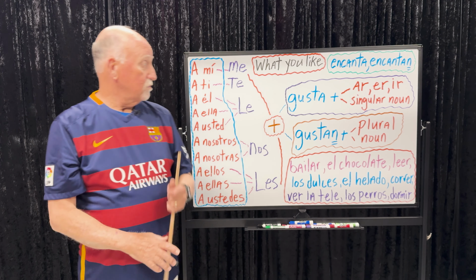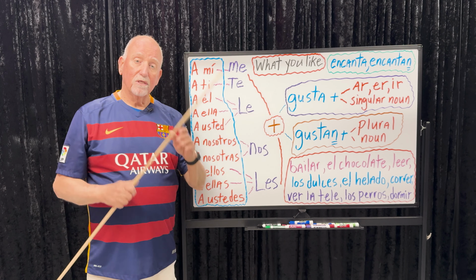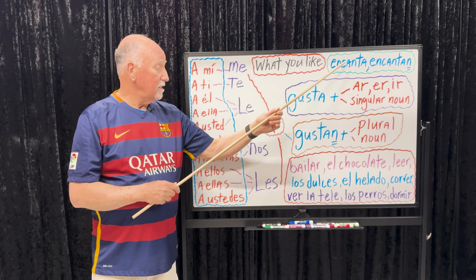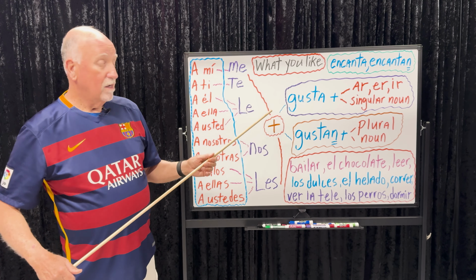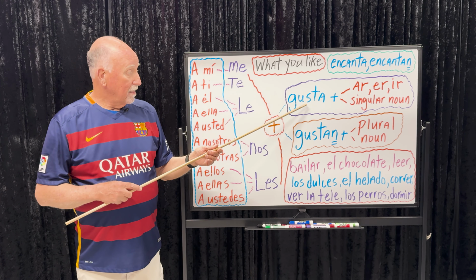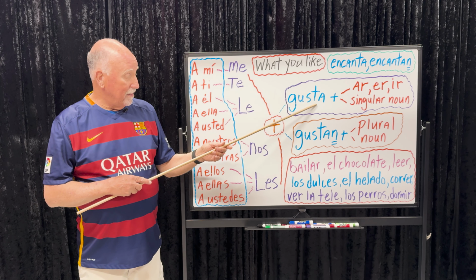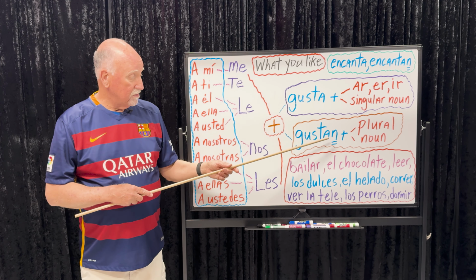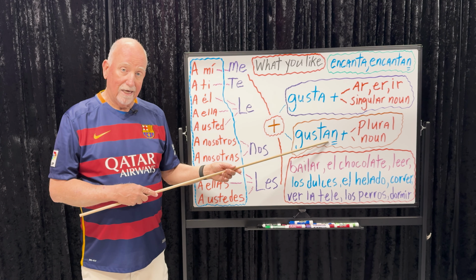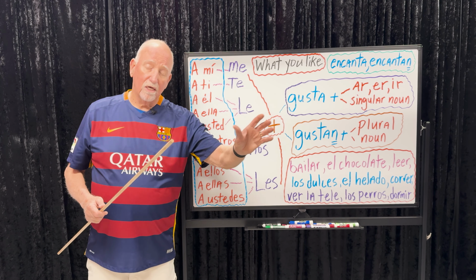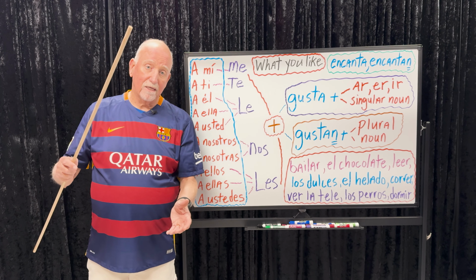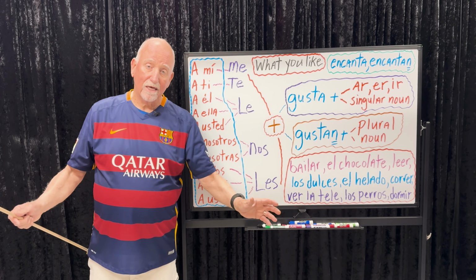But gustar is a very special verb. Encantar is done just like gustar. When we conjugate it, we use the él/ella form ending in a, gusta, and the ellos form ending in n, gustan. And that's basically it. There are some other times where you can use all 5 forms, but we really don't use it that way at all.